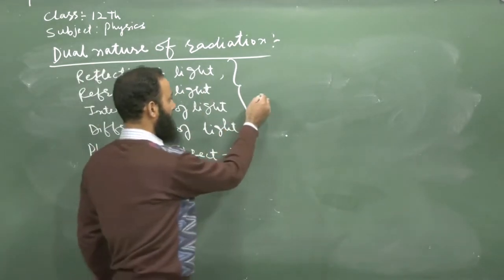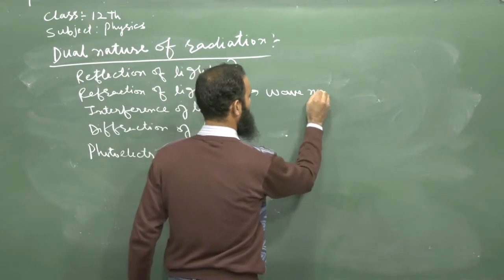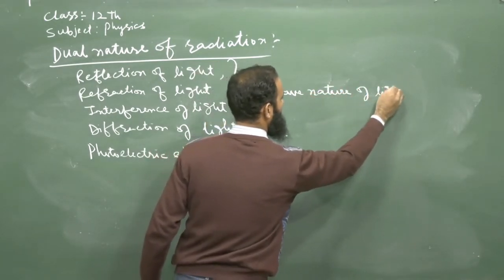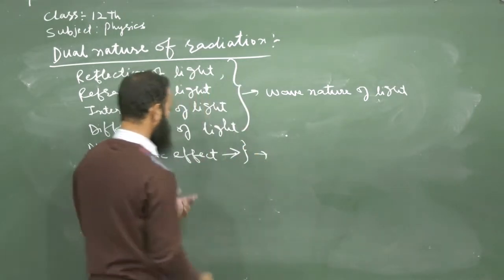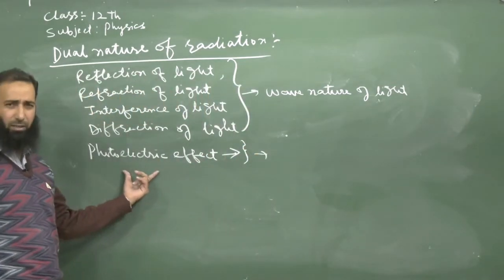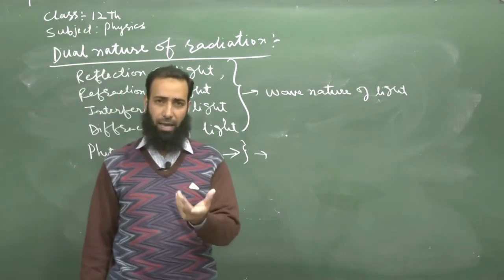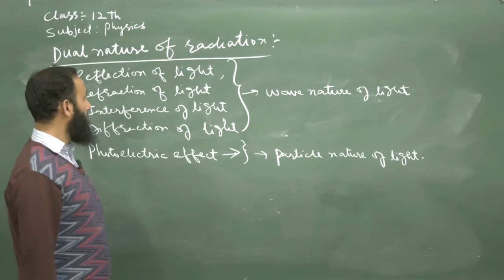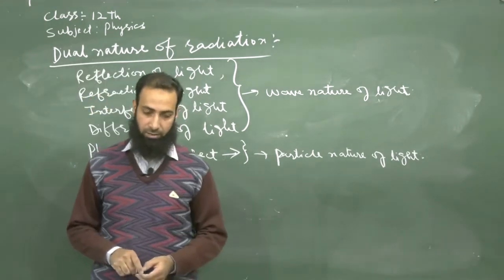Sometimes these phenomena can be explained on the basis of the wave nature of light. And there are some other phenomena like the Compton effect, that too is explained when we take light as a particle, as a photon picture. So this was about the dual nature of radiation.